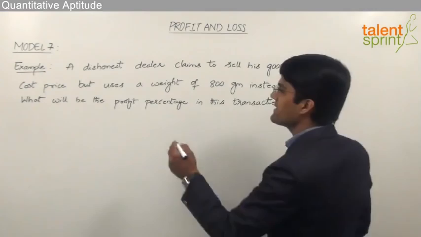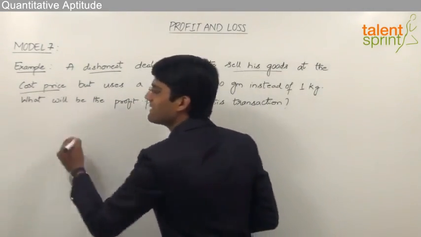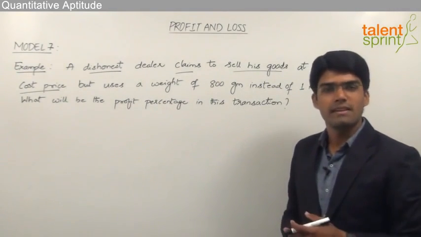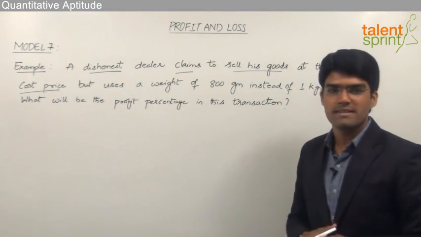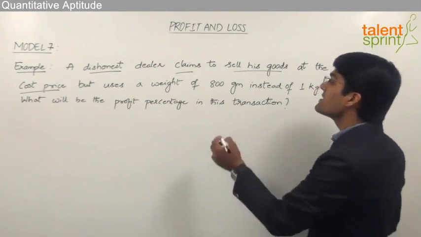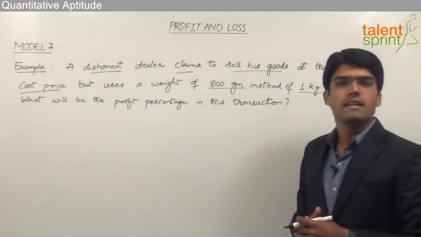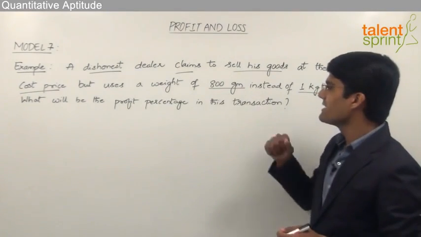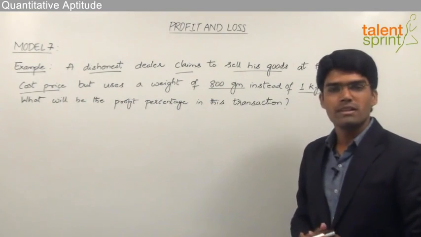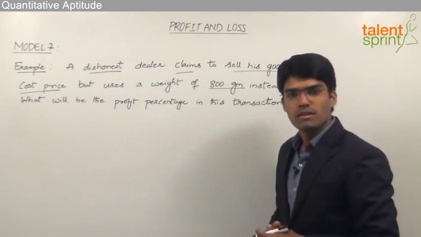As you can see here, this dishonest person claims that he is selling the goods at the cost price. That means selling price is equal to cost price. And we understand very well that if the selling price and the cost price are the same, there will not be any profit or any loss. But he uses a weight of 800 grams instead of 1 kg. So definitely he would make some profit by giving 800 grams instead of 1 kg. And we are supposed to find out what will be the profit in terms of percentage in such a transaction. So let's see how to solve this question.